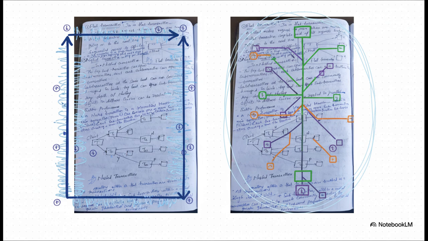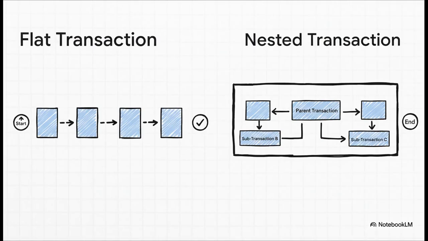But on the right, we have a nested transaction. This is more like a family tree. A main transaction can kick off multiple sub-transactions, and those can even run at the same time, in parallel. So the big difference here is really about structure. Flat transactions are simple, sequential, and really easy to manage.